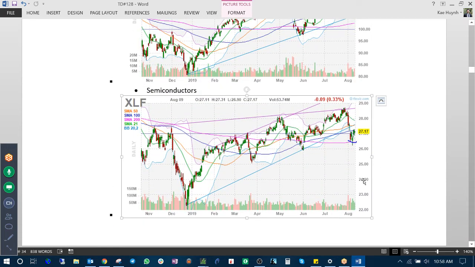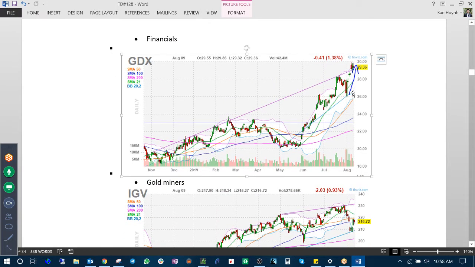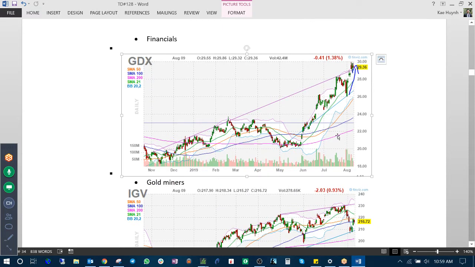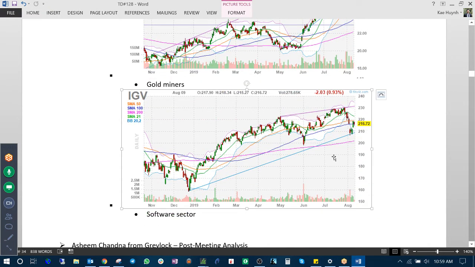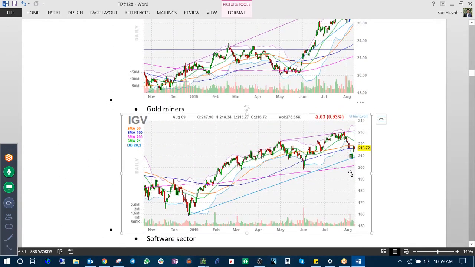XLF financials above 200-day moving average. GDX, gold miners looking good, spiking up again, using it as a proxy to see where gold miners want to go. IGV software sector, software is kind of having a little bit of headwind at the 50-day moving average, and that is pretty much it for the global analysis.